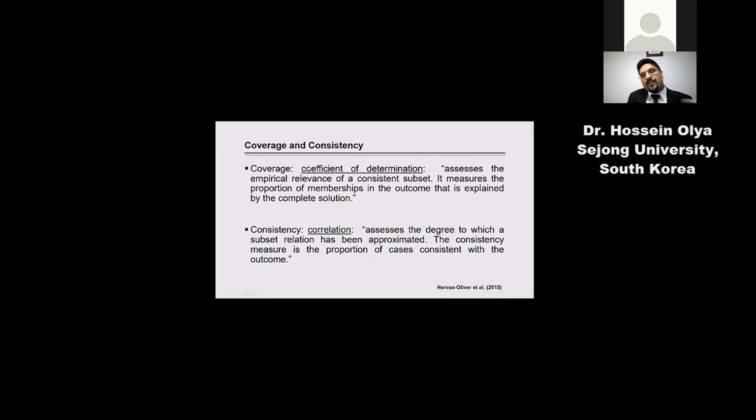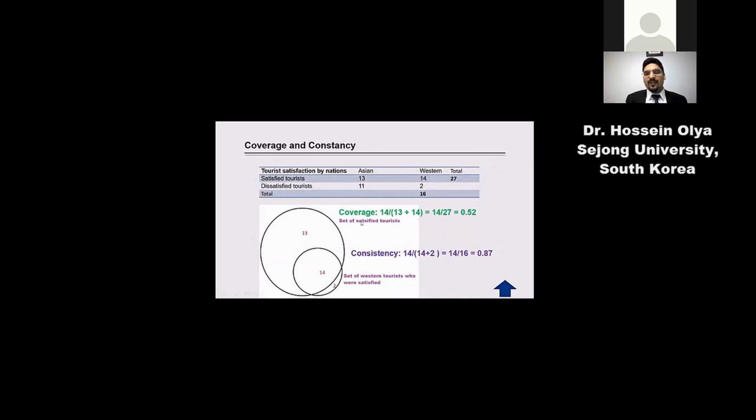Coverage is analogous to the coefficient of determination R-square in the symmetrical approach. Actually, it measures the proportion of the memberships in the outcome that is explained by the complete solution. Complete solution is like a causal recipe. Don't worry, I have some examples in the next slide, then you will understand more. Consistency measures the proportion of the cases consistent with the outcome. This is an example where you can easily understand what consistency and coverage are.